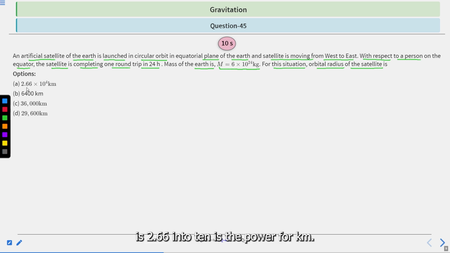So which option is correct? Option A is 2.66 into 10 raised to the power 4 kilometer. Option B 6400 kilometer. Option C 36,000 kilometer. Option D 29,600 kilometers. So which option is correct? You have 10 seconds to solve this question. After 10 seconds we will provide the solution.